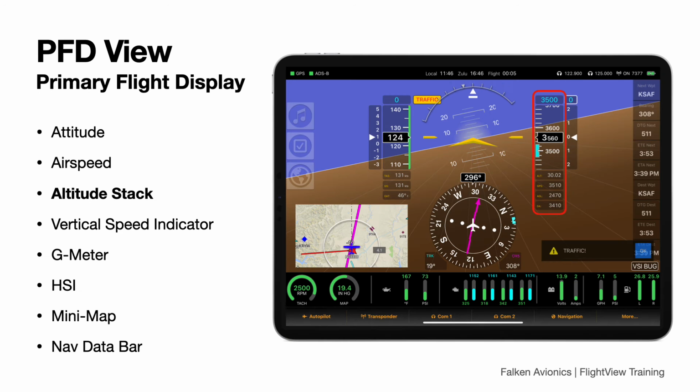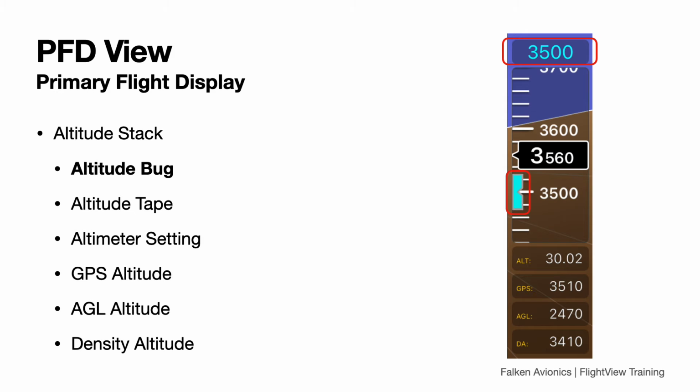On the other side of the attitude display is the altitude stack. As you might expect, this combines a number of different altitude values and settings. At the top is the altitude bug, which is both a visual reminder of your target altitude and also an input into the advanced autopilot system. If the autopilot is active, adjusting the bug pre-selects the altitude, and the autopilot arms the altitude hold mode. When the aircraft reaches the target altitude, the autopilot switches over and maintains the pre-selected altitude.